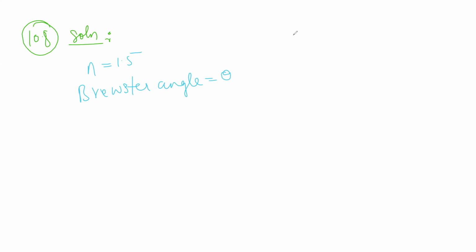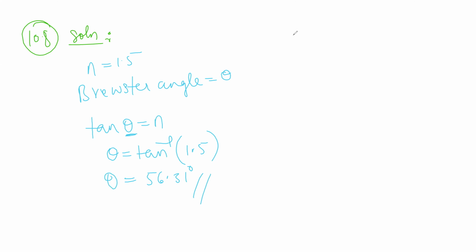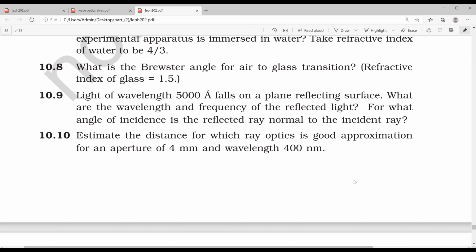Brewster angle is equal to theta, and Brewster angle is related to refractive index by tan theta is equal to n, or theta is equal to tan inverse of n. The n value is 1.5. Tan inverse of 1.5 gives 56.31 degree. So therefore Brewster angle for air to glass transmission is 56.31 degree. So this is the solution. Next, 10.9.